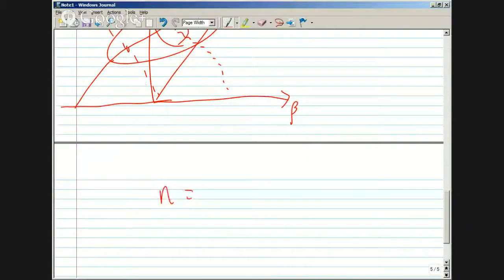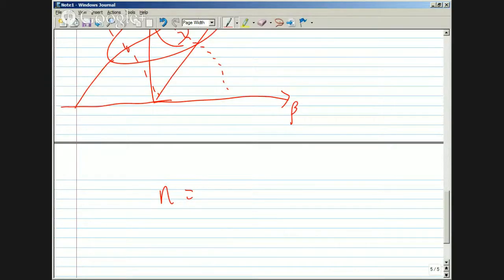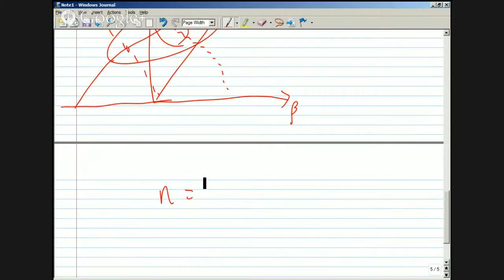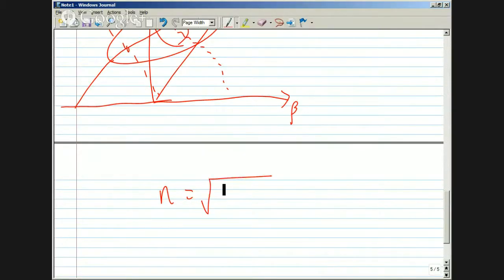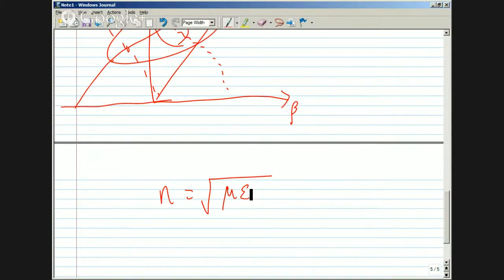Okay, when you define the refractive index of any material, the electromagnetics community doesn't use the refractive index; we always use the impedance value. But the optical community always uses the refractive index. It's mu epsilon, right?